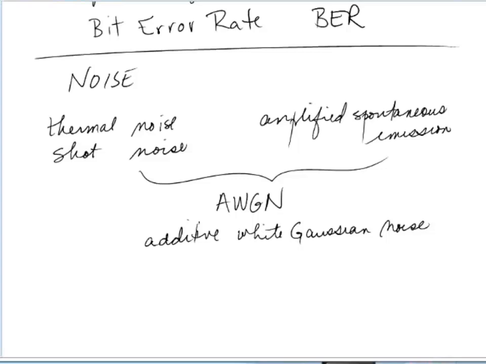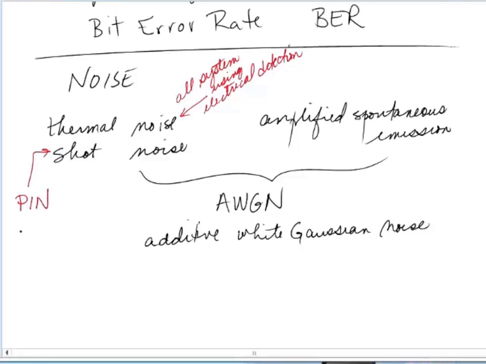So the thermal noise is very common. All systems using electrical detection have thermal noise. So any detection circuit is going to be characterized as having thermal noise, so this is very similar to what we see in any classical digital communication source. Shot noise is found in various communication systems, but most importantly for optical communication systems, it comes from the PIN photodetector. So these two sources of noise, both the thermal noise and the shot noise, are characteristics of photodetectors.